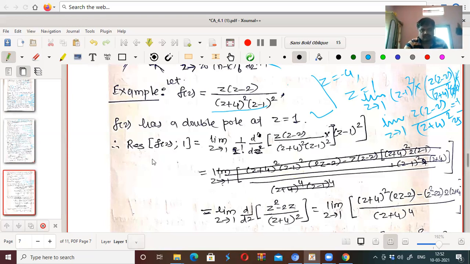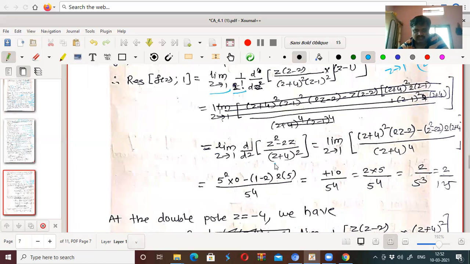Therefore, the residue of f of z at 1 is the limit as z tends to 1 of 1 upon n minus 1 factorial, where n is 2 here. So 1 upon 1 factorial, and the n minus 1th derivative, for a pole of order 2, is the first derivative of z into z minus 2 upon z plus 4 square into z minus 1 square, times z minus 1 square, because we have to take that also. Now this z minus 1 square cancels with this one. You have to take only the derivative, 1 upon 1 factorial means 1, limit as z tends to 1 of d by dz of z square minus 2z upon z plus 4 square.